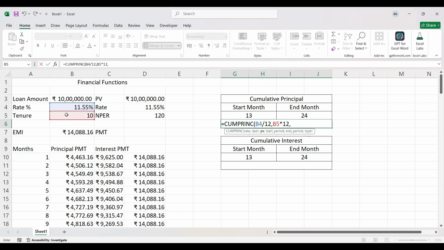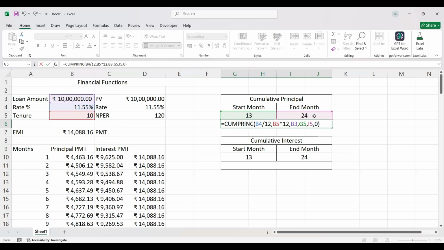PV, in this you don't have to take PV in negative, otherwise it is going to give you an error. So I'll simply select the PV. Start period, that's my start period. End period, here we have. And in this one you have to define the type also. So of course we have to take end of the period, so I'll take 0.